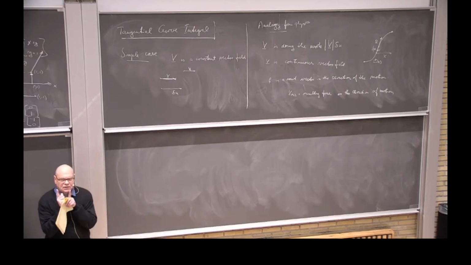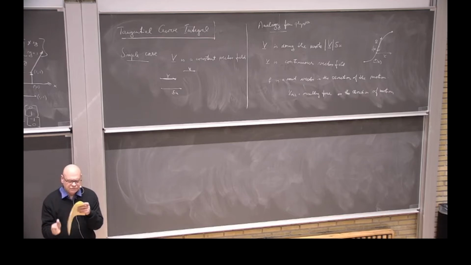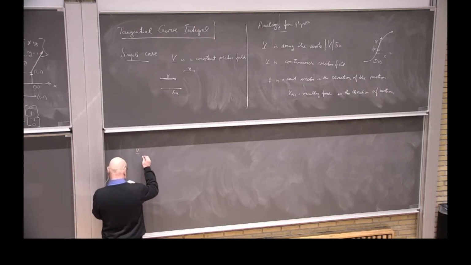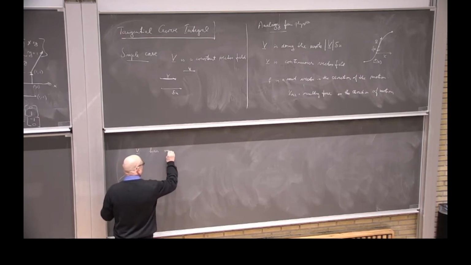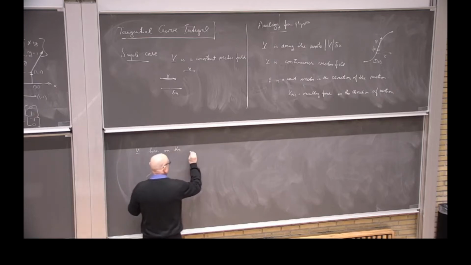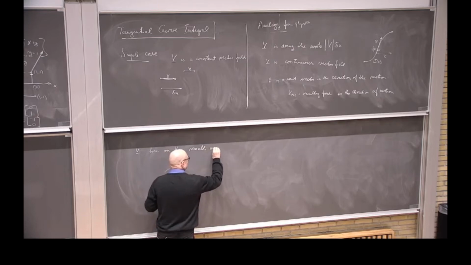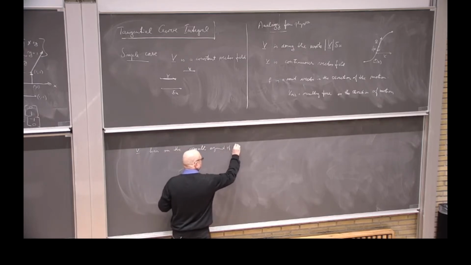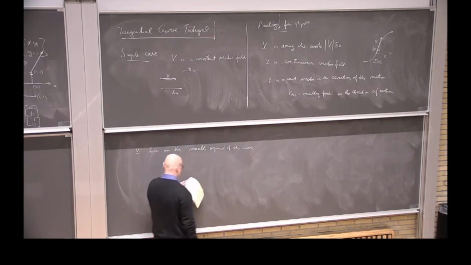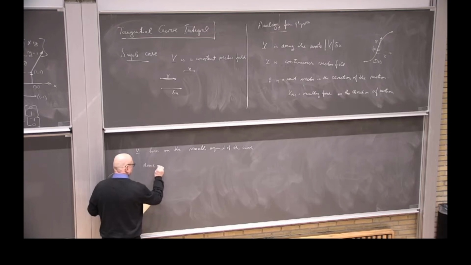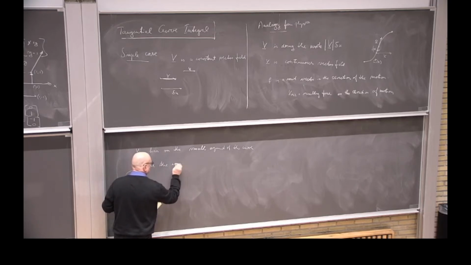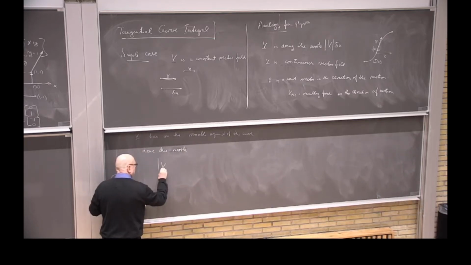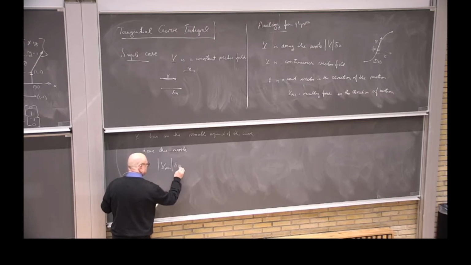Now, if the motion is very small, then we say that V has, on the small segment of the curve, done the work, namely the resultant force, or the universal value of that, times this BU.